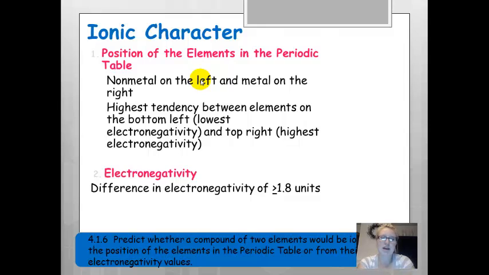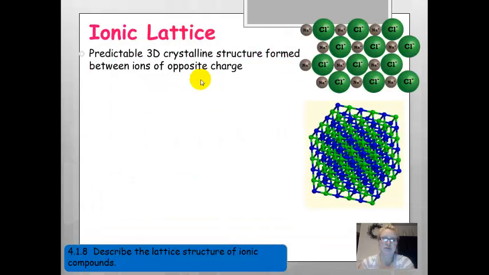Remember that ionic bonds are formed when there's a difference in electronegativity of greater than 1.8 units between the metal and the nonmetal. And when the negatives and the positives come together to form that electrostatic attraction, they form a predictable 3D crystalline structure, so a repeating pattern of negatives and positives.